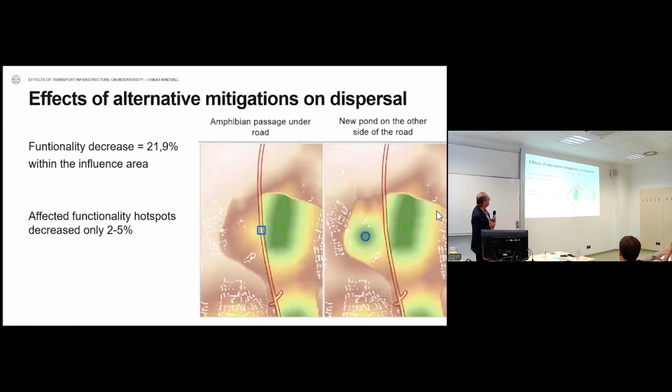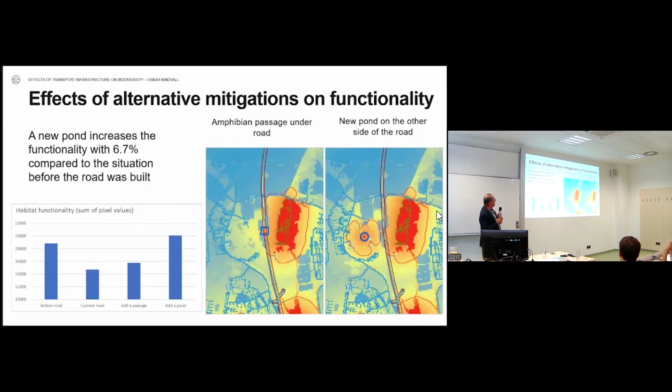And you can also work with mitigations. In this case, we compare building a pond on the other side of the road with an amphibian tunnel. And what you can see is that dispersal is much higher on the other side of the road with making a new pond. And with the functionality, it actually becomes a hotspot on the other side.